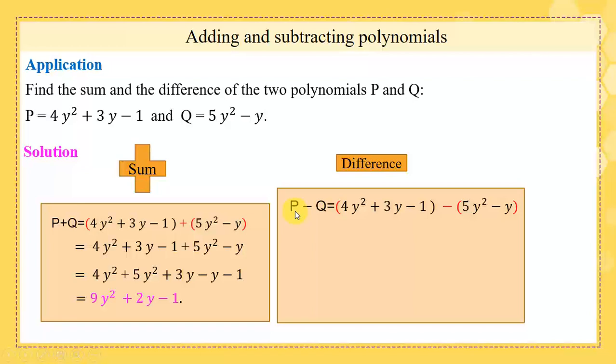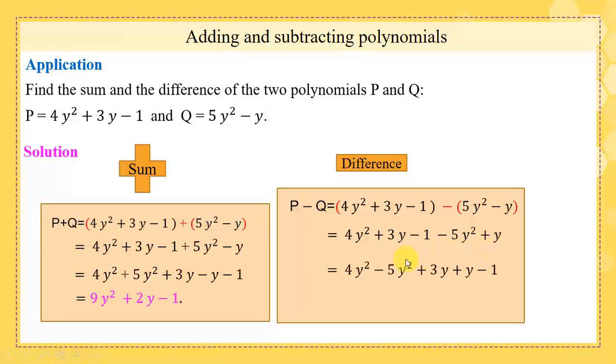Difference. P minus q equal 4y squared plus 3y minus 1 minus 5y squared minus y. Both are written inside parentheses. Here we have a negative sign. We should change the sign of the terms inside the parentheses. 5y squared becomes negative 5y squared, and negative y becomes positive y.